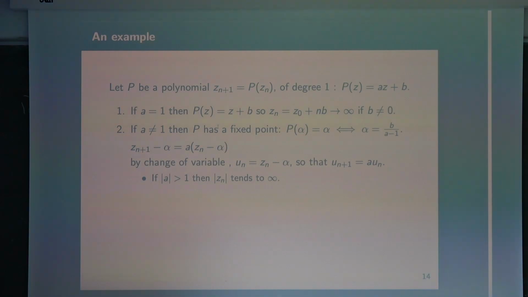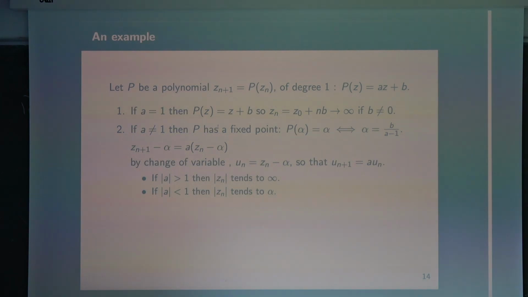Okay? So if the modulus of a is bigger than 1, then it goes to infinity. So I assume that u naught is non-zero. Of course, if I start with the fixed point, I will stay fixed. So I'm considering the non-fixed point. So if |a| is bigger than 1, this goes to infinity. The size of u_n is tending to infinity, which means that z_n tends to infinity.